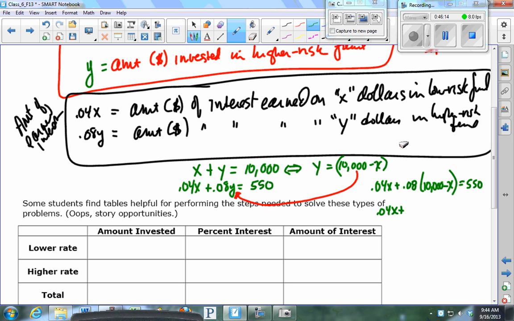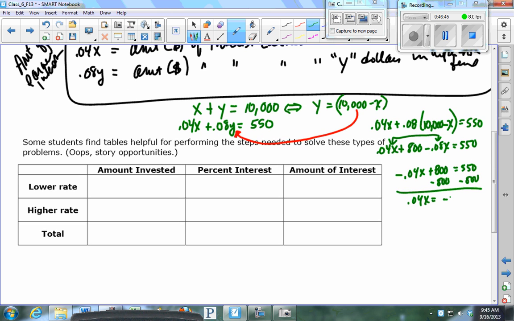And then you solve this equation, 0.04x. 10,000 times 0.08 means you move the decimal point 1, 2, 3, 4 places to the right. So that would become 800 minus 0.08x equals 550. You put your like terms together, you get negative 0.04x plus 800 equals 550. Subtract 800 from both sides. Negative 0.04x equals negative 250.